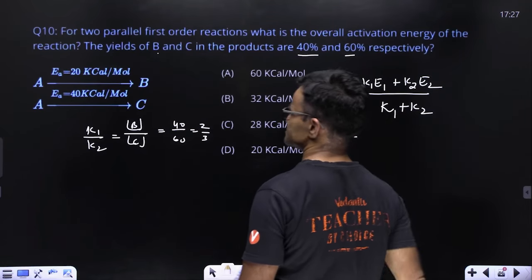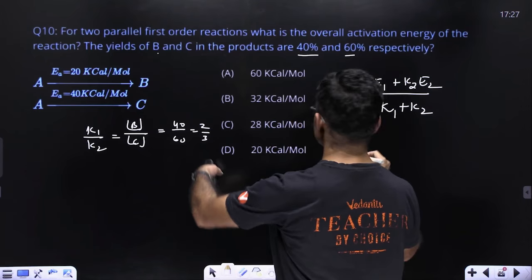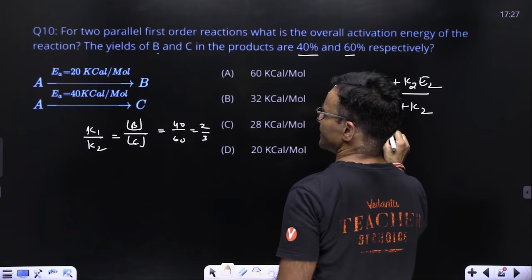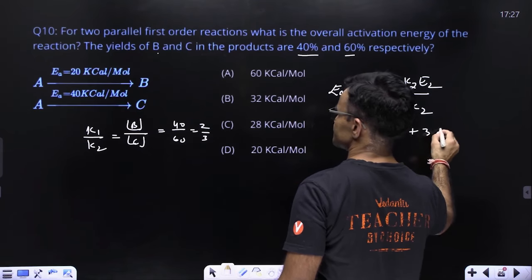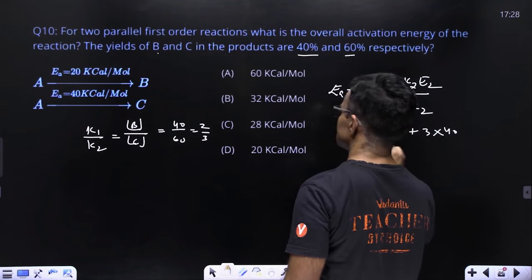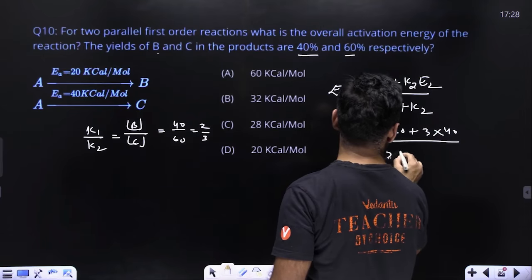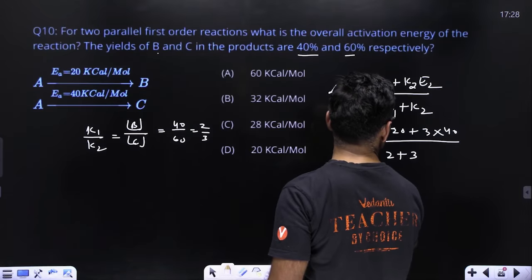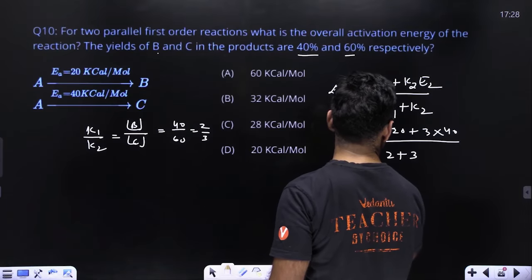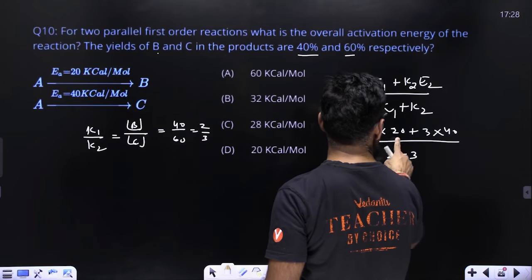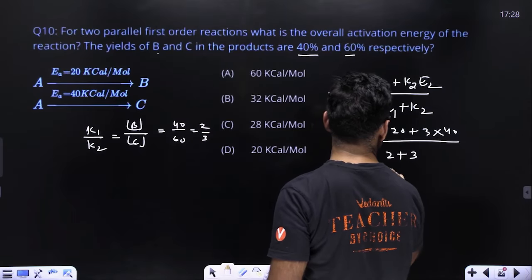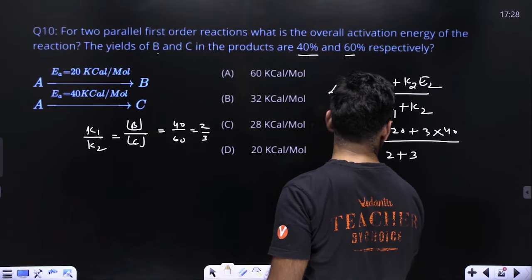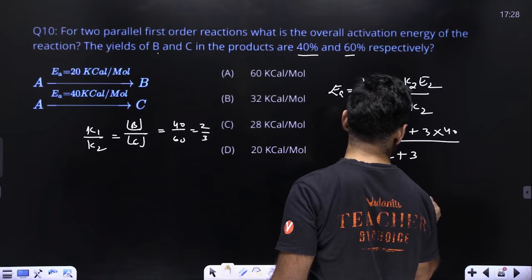Now you need to put the values. तो मैं रेशियो को ही ले लेता हूं। 2 इंटू E1 है आपका 20 प्लस 3 इंटू E2 है आपका 40 डिवाइडेड बाई 2 प्लस 3, तो 40 प्लस 120 इज 160, 40 प्लस 120 160 divided by 5 going to be 32 kilocalorie per mole.